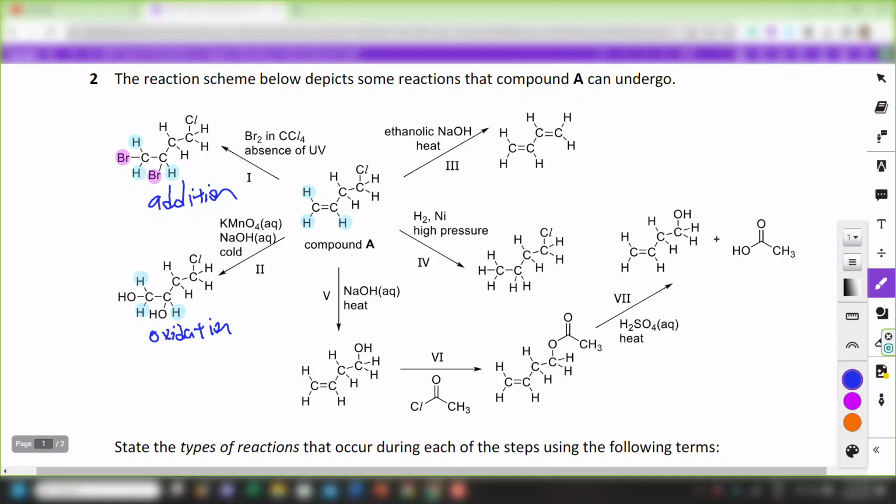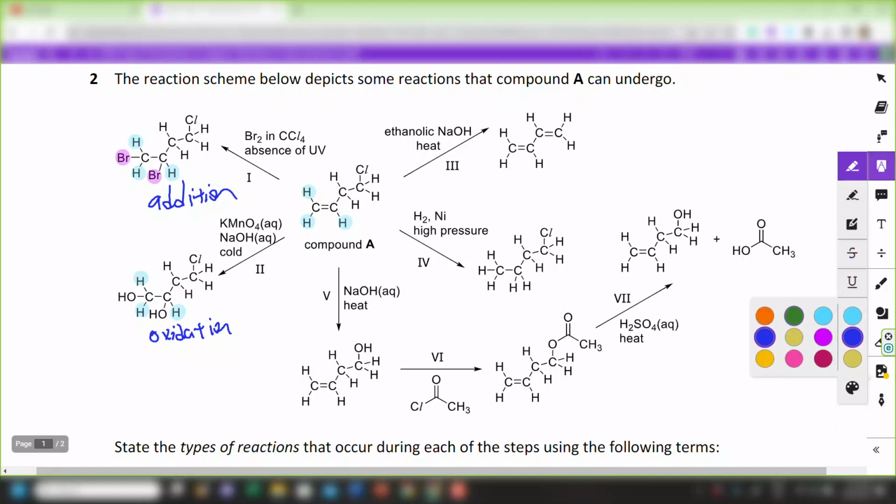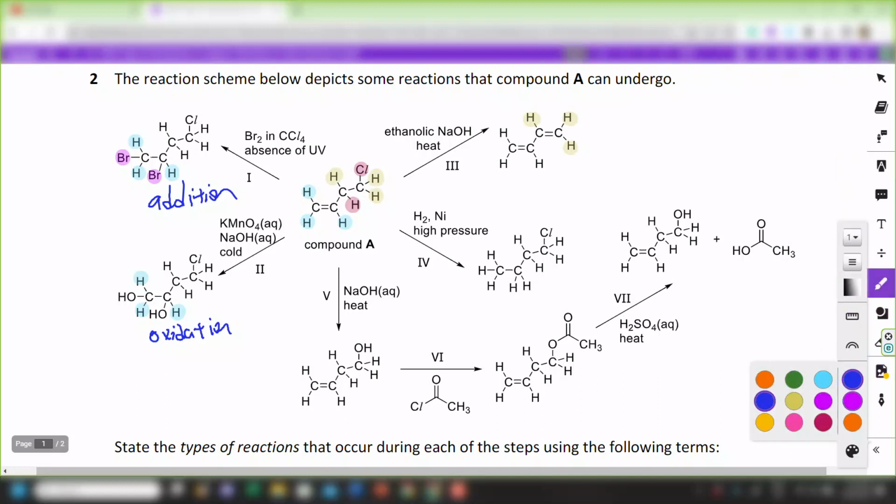Then for reaction 3, we have ethanolic sodium hydroxide. What's going to happen here is, I'm going to highlight again in red. You'll notice that the HCl is being removed, and the remaining H's remain intact. Over here I'm just going to write minus HCl. This is very typical of what we call elimination. So basically you are eliminating HCl from compound A.